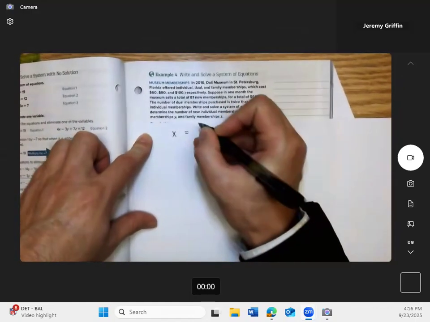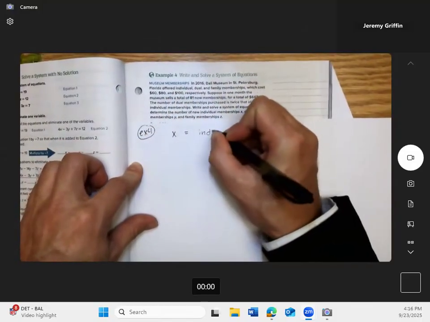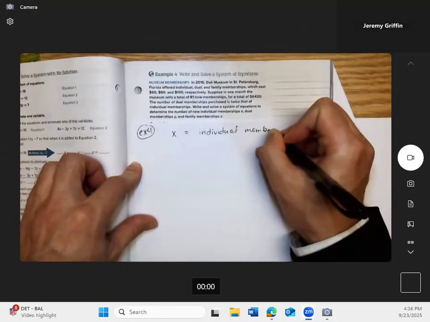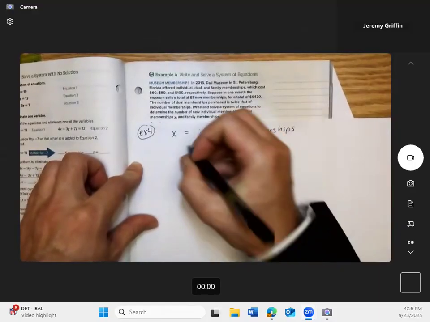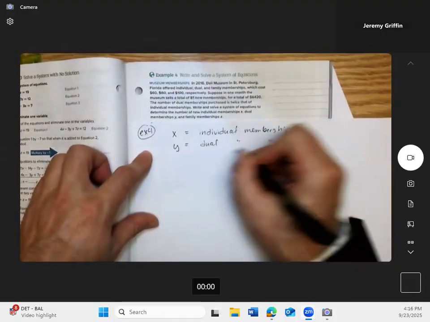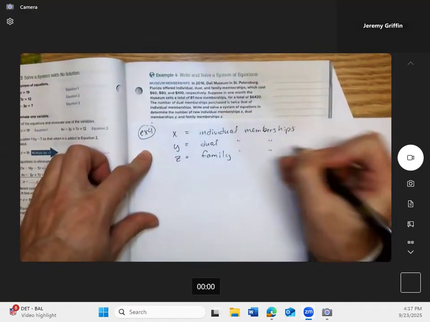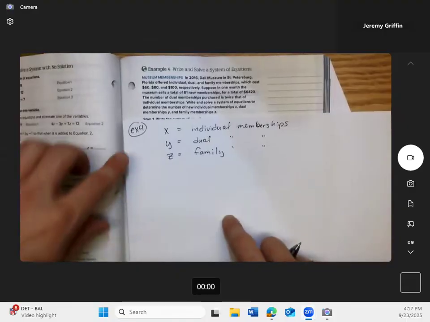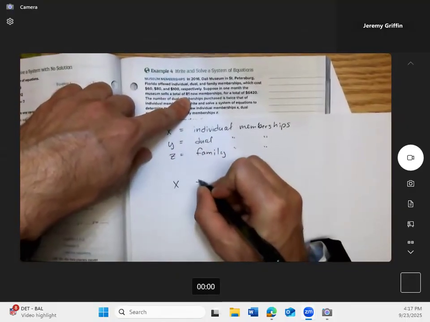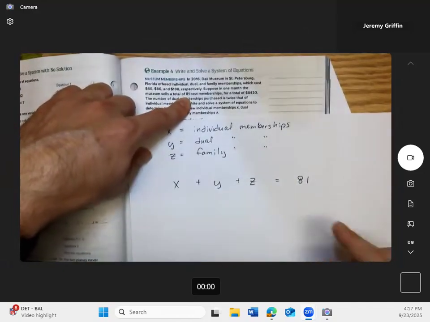So this is an example for X, which represents individual memberships. Y is the number of dual memberships, and Z is the number of family memberships. Okay, so we've got X, Y, and Z defined. Now I know I can make an equation out of the 81 memberships. If I add together X plus Y plus Z, that comes out to 81 total memberships being sold.